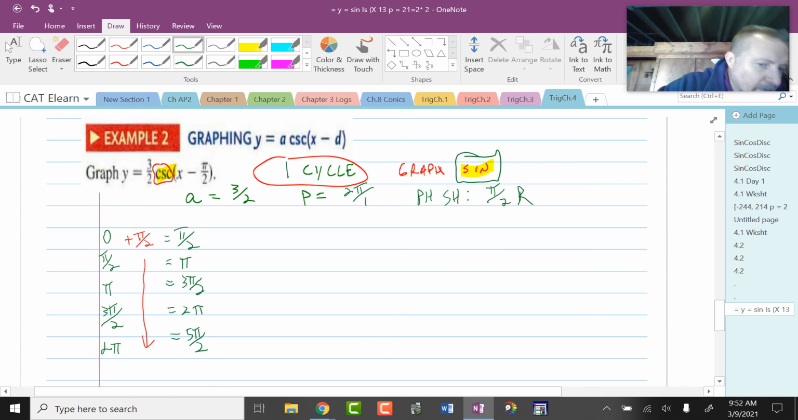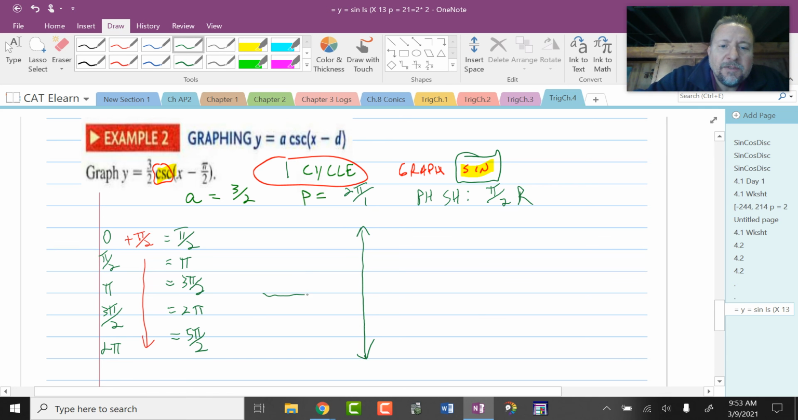5 pi over 2. Okay, so now I'm going to go to my graph. I said I was only going to do 1 period. I'll talk about how 2 periods isn't hard. I just get worried when the period and the phase shift don't mesh together. I don't want to fractionally make someone's brain explode. 0, and then pi. Well, that's easy. That was actually really easy.